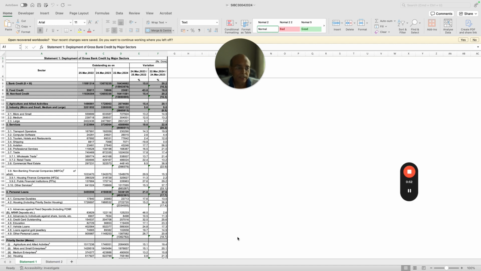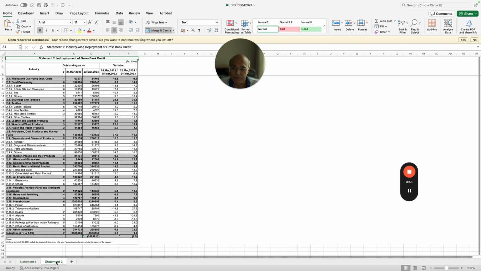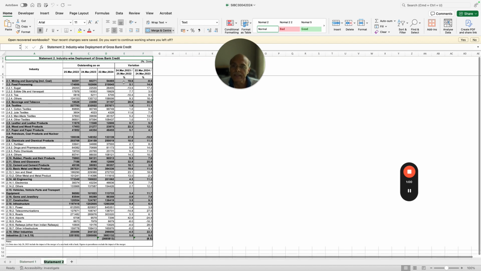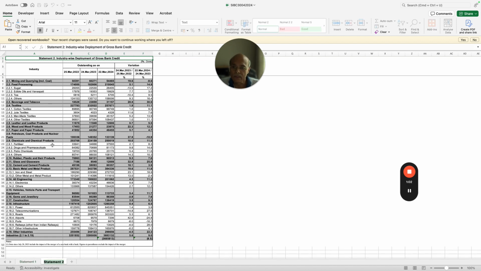So what is statement 2 doing? It is dissecting the industrial sector into various dimensions. So if you go here, you will find the industrial sector has been further broken down into various other subsectors.